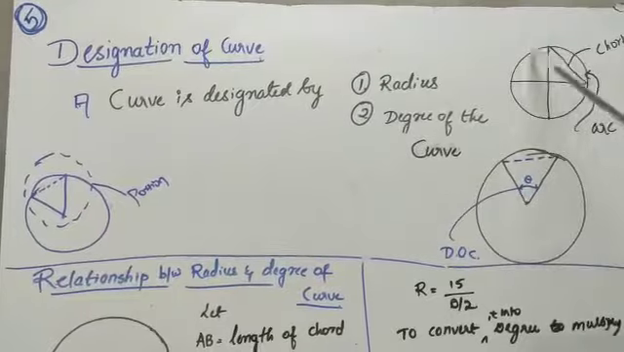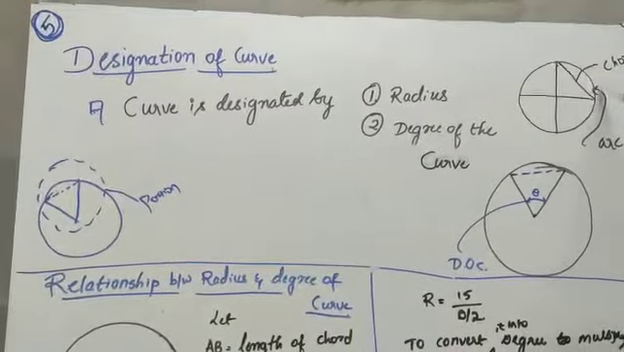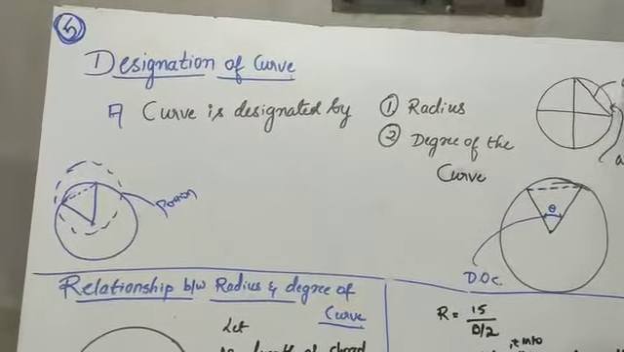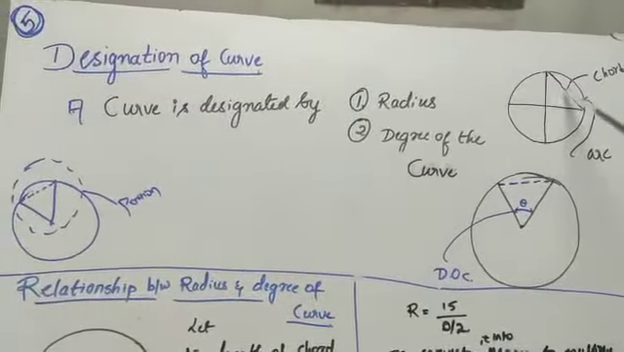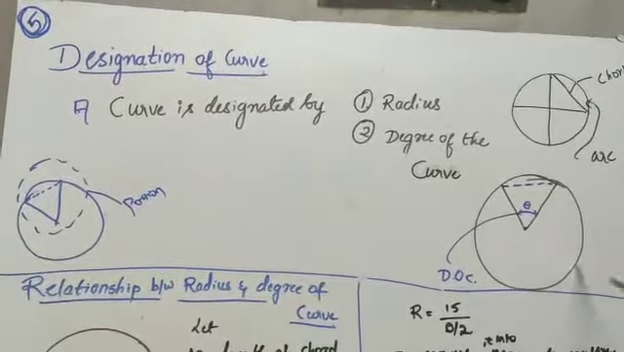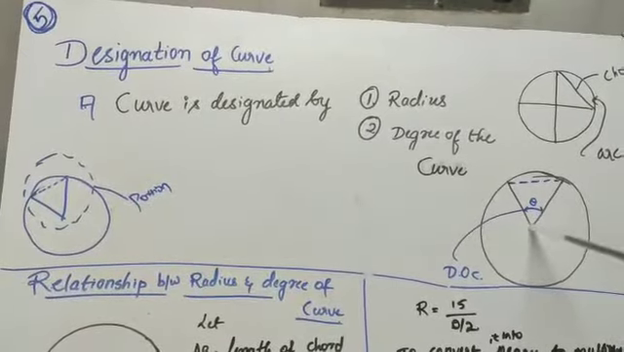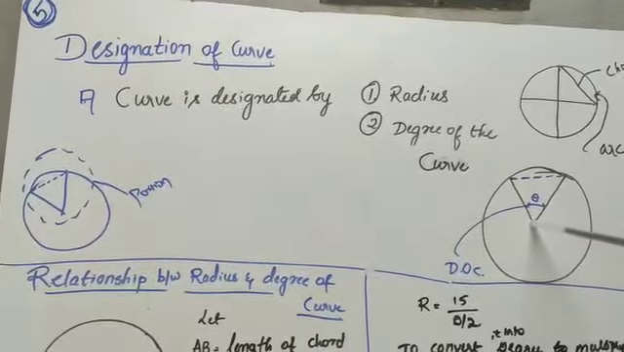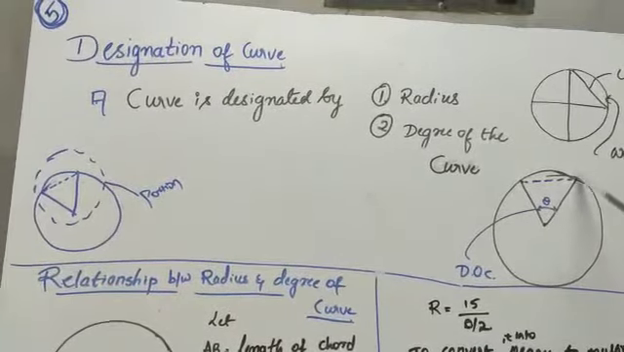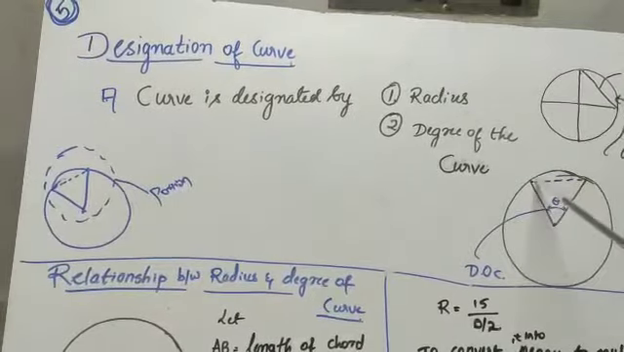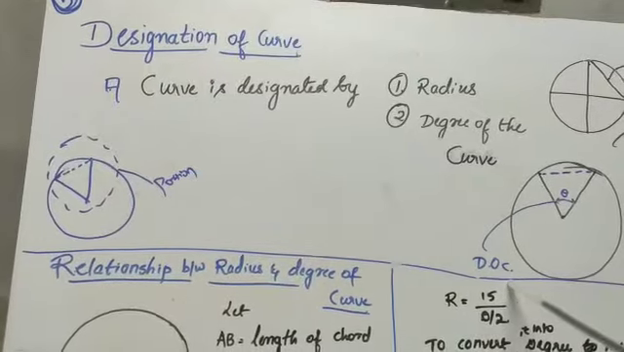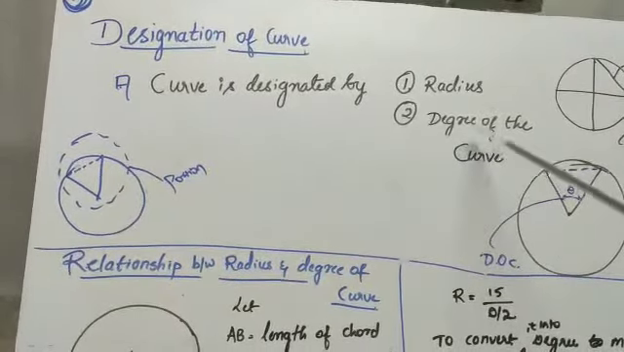If you consider this as a circle, this portion is known as the arc of the circle, and this portion is known as the chord of the circle. So here, if you consider this circle with this point as the center of the circle, whatever angle is made by either the arc or the chord of the circle, that angle is known as DOC. DOC is nothing but degree of the curve.